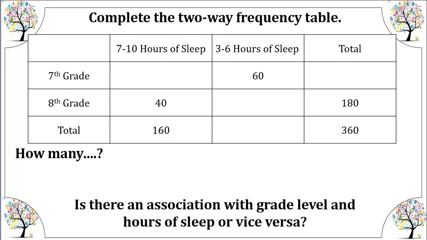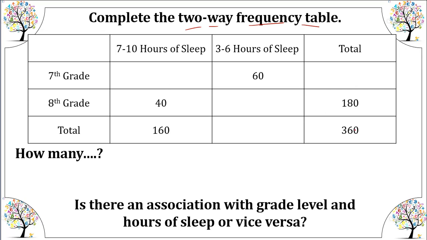So let's get started. And again, remember to pause the video at any time so you can copy these in your notes. So here we're comparing 7th grade to 8th grade students, and we're wanting to know if there's an association with being in a specific grade level, and do you get more or less hours of sleep? Or maybe there's no association at all. So the first thing we need to recall is this is called a two-way frequency table. And in each cell are the values.